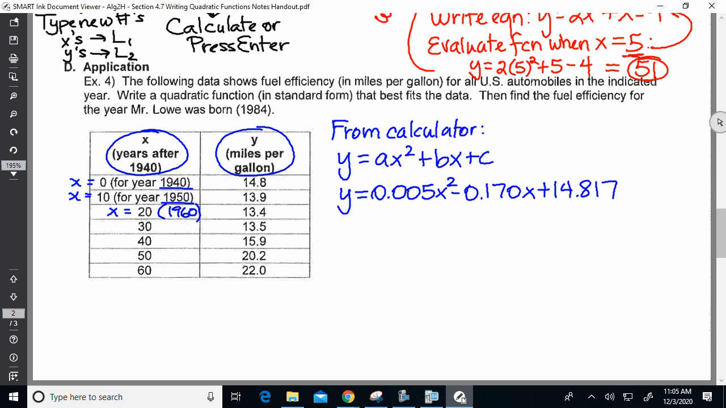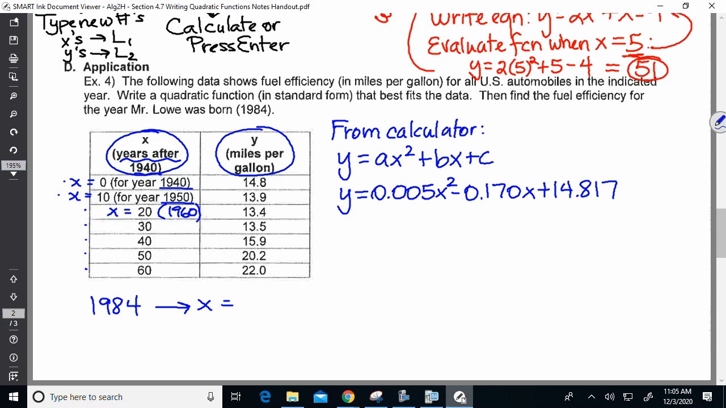Now for the other part. Find the fuel efficiency for the year Mr. Lowe was born, 1984. So go back to our table. Each of these numbers represent the number of years after 1940. So 1984 would correspond to what X value?